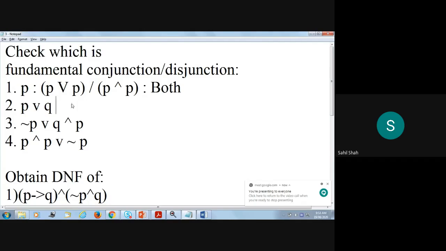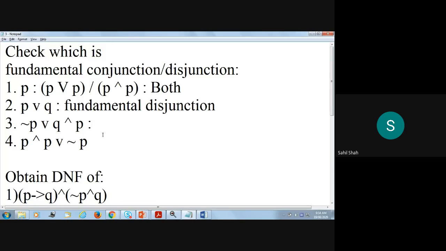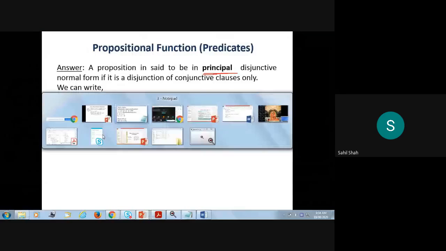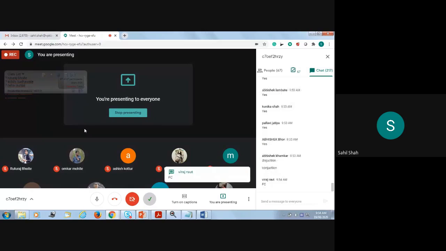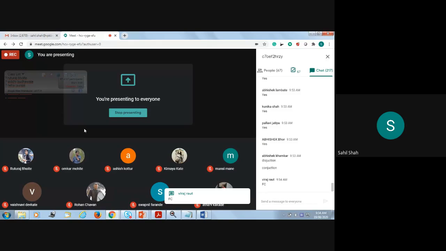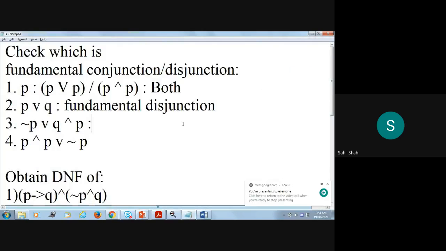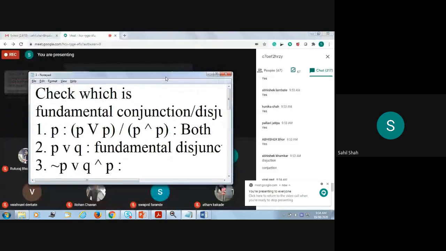P or Q is obviously a disjunction of literals. So whether it is a fundamental conjunction or disjunction, it's a fundamental disjunction. Okay, how about the third one? Any answer for this? Negation P or Q and P. Viraj is saying fundamental conjunction. Okay. Now it will be clear, I guess.